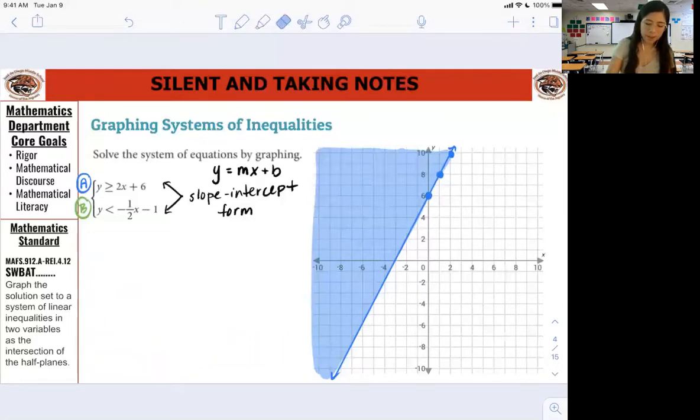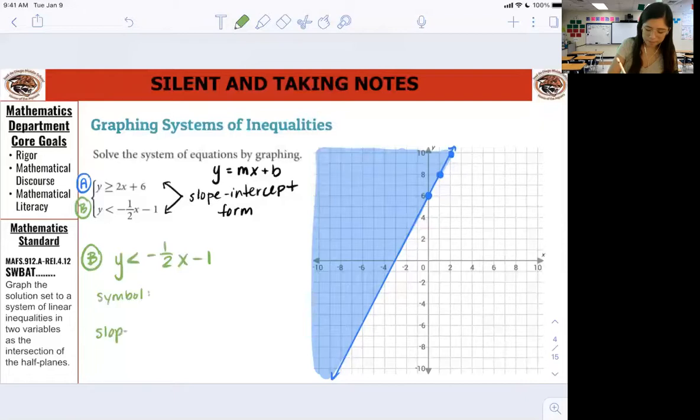Equation B, again, is already in slope-intercept form, so we know a lot of information. It's going to be very helpful. I need to know what my symbol tells me, which Christopher already said, but I forgot, Christopher. Can you say it one more time? Dotted. Dotted and below. So it's kind of the opposite. Okay, what about my slope in this example?